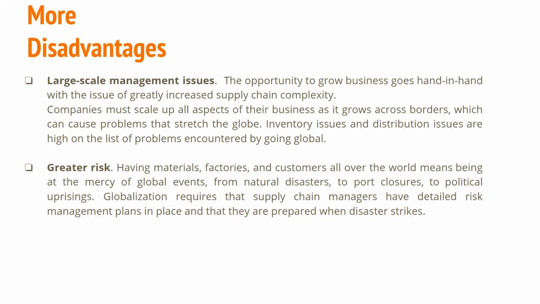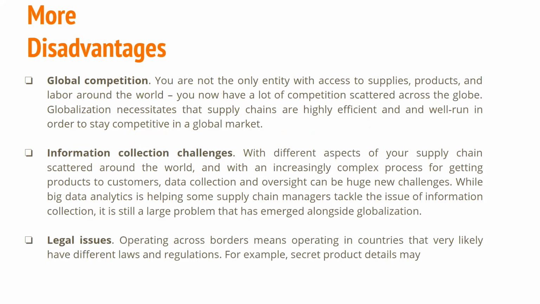There's greater risk, obviously, because here you're going to have probably materials, factory, customers all over the world. And it means now that you are more open, or you are at the mercy of global events, right? Whereas before, if you were operating domestically, you might have to just deal with 2 seasons, rainy season, hurricane season, and dry season. If you have companies operating in other places, you're going to have to deal with the 4 seasons, right? So when we are looking at supply chain management, the mere fact that globalization is at play here requires the person that is managing the supply chain to have more risk management plans in place so that they could prepare in the event something happens, and how they're going to manage it.